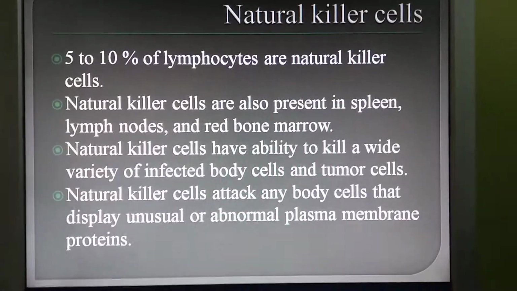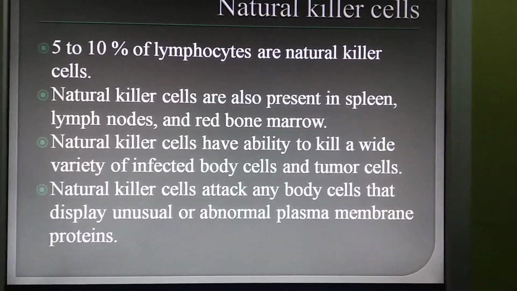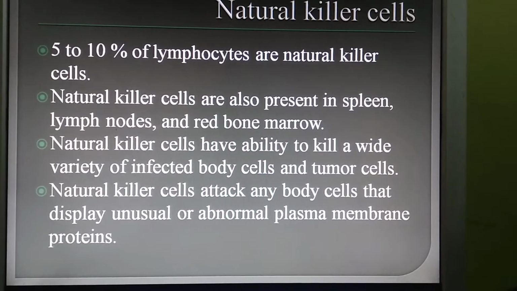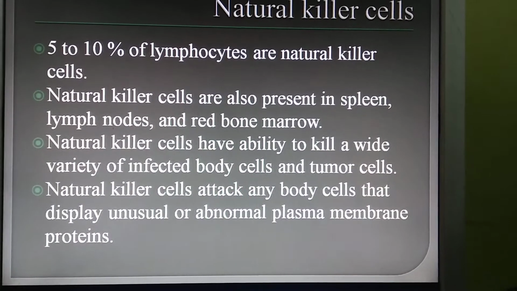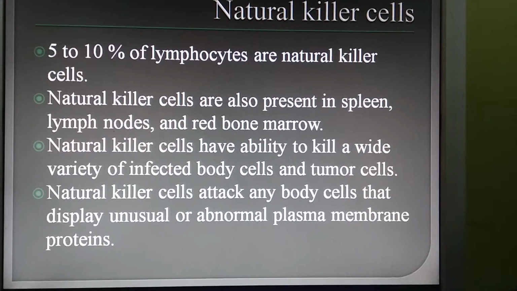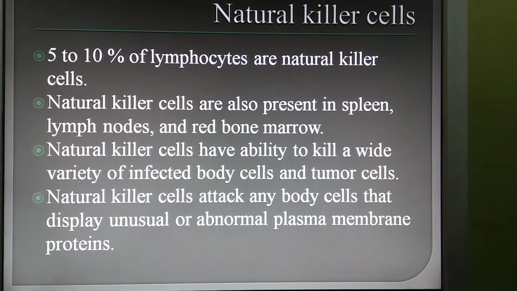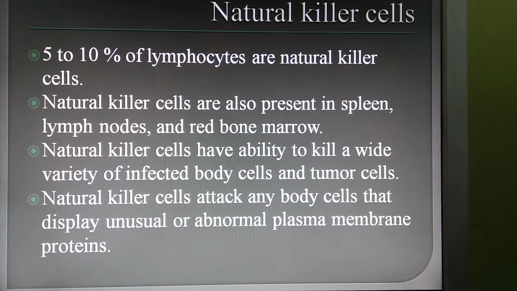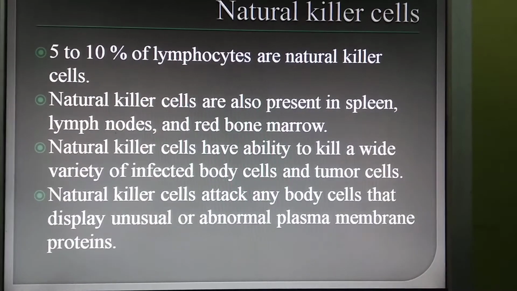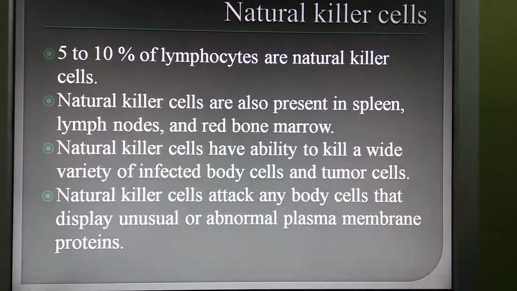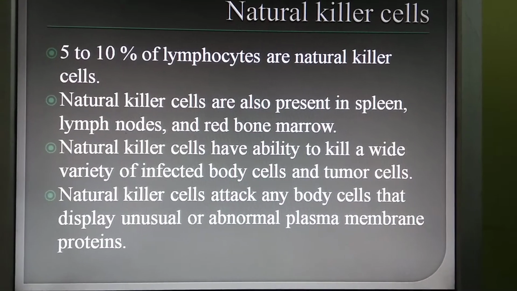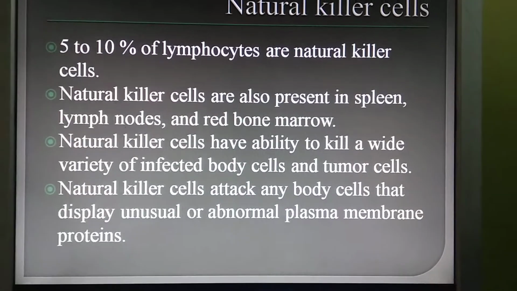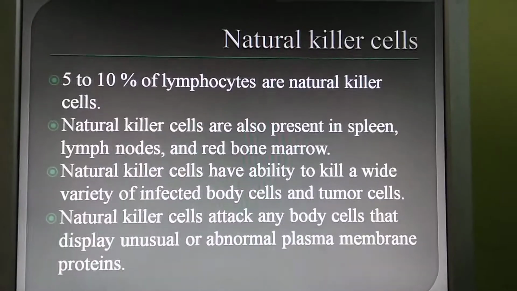Natural killer cells. 5 to 10% of the lymphocytes are natural killer cells. Natural killer cells are also present in the spleen, lymph nodes, and red bone marrow. Natural killer cells have the ability to kill a wide variety of infected body cells and tumor cells. They attack any body cells that display unusual and abnormal plasma membrane proteins.